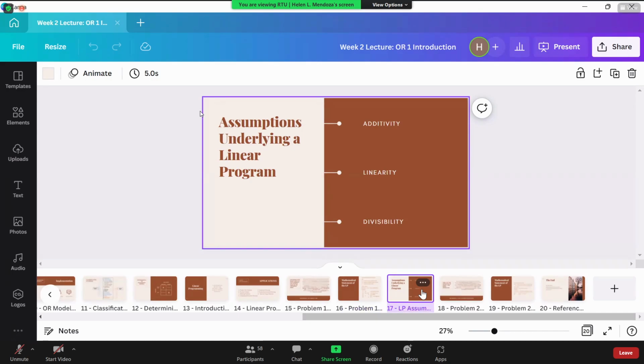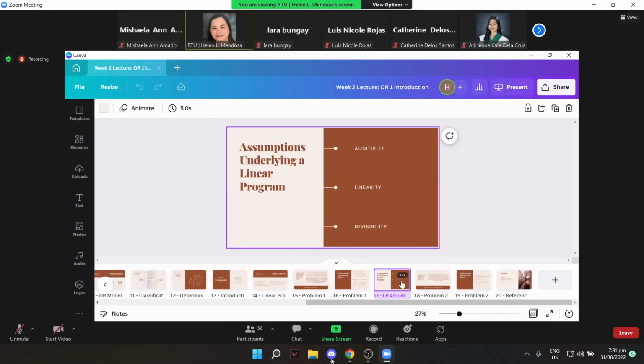The contribution to profit of the pot when combined with the contribution to profit of the ashtray will give us the total profit we may expect to generate. Kaya additivity siya. Linearity. Lahat po ng variables, ang exponent 1, linear. Kasi pag nag-squared ka na, magiging curve na siya.